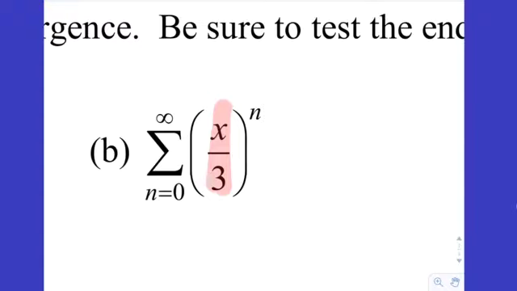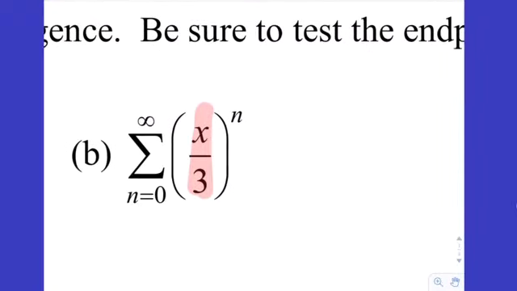Geometric, right? And what do we know about geometric series? We know that if the ratio is less than 1, it's going to converge. So will this thing converge at x equals 3? 3 over 3 is 1. 1 to the n doesn't work. What about at 2.9, though? If x is 2.9, will it work? Yeah, 2.9 thirds is less than 1.